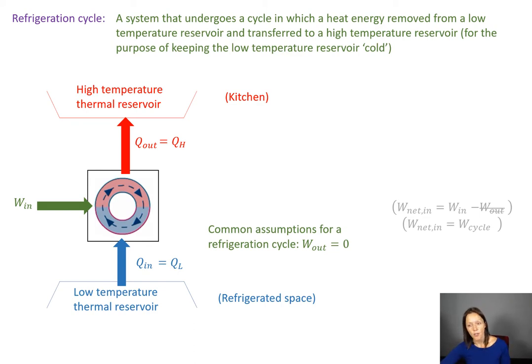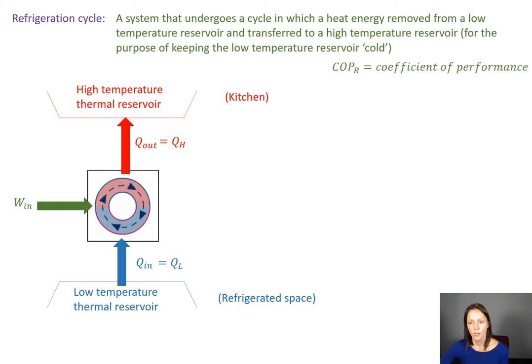And just as a side note, your book, when they talk about refrigeration cycles and heat pump cycles, they refer to work net in as work for the cycle. I like to just say work net in because they use the same terminology for power cycles. They call work cycle work net out, and I just don't want there to be confusion there. So I'm specific about work net in or work net out.